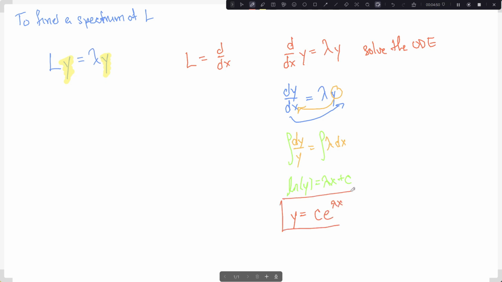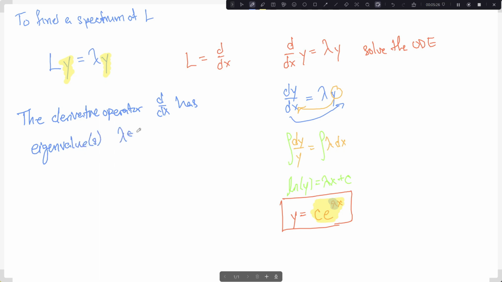And so there we have found an eigenvalue, lambda, and the eigenvector is the entire thing, c e to the lambda x. So the derivative operator, d dx, has eigenvalues, plural, lambda in R. So any lambda, any number in R, we have an eigenvalue with corresponding eigenvector, which you can also call an eigenfunction, e to the lambda x.